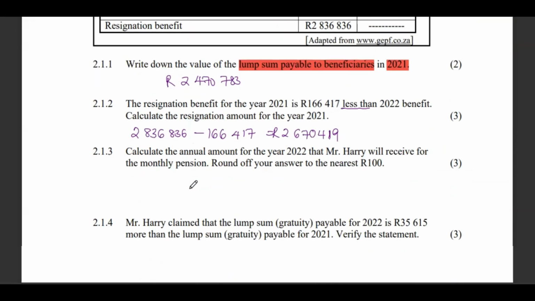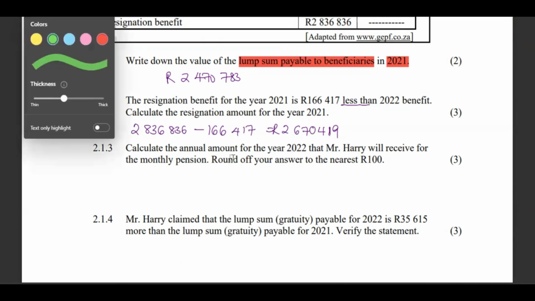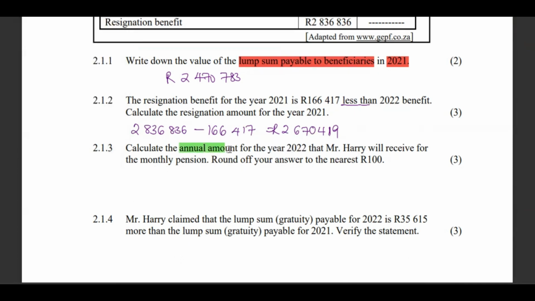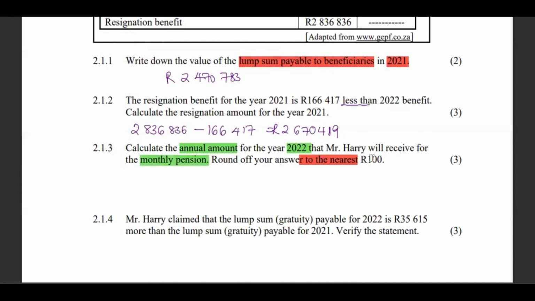All right. Can I get the annual amount for the year 2022 that Mr. Harry will receive for the monthly pension? What are we looking at here? Take note of this: annual amount for the year 2022 he will receive for the monthly pension. And take note, another thing to take note of, is to round off your answer to the nearest 100. So these are the things we're going to look for.